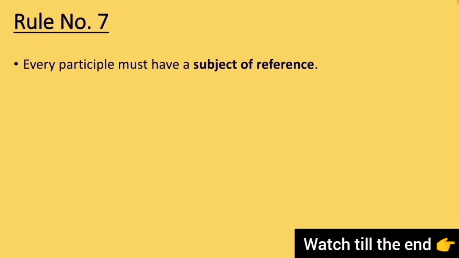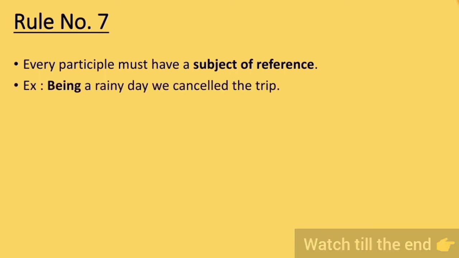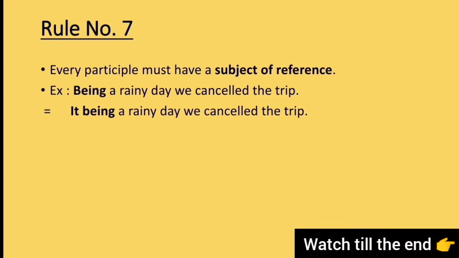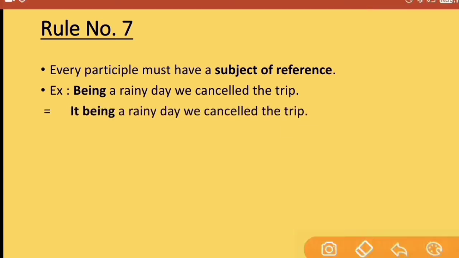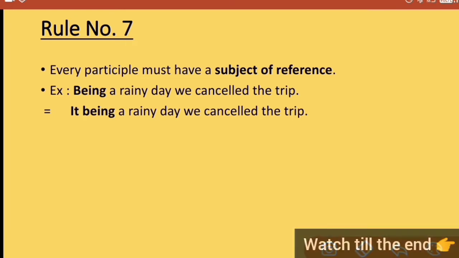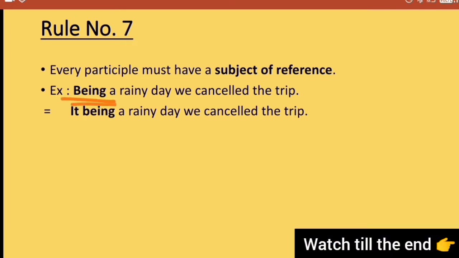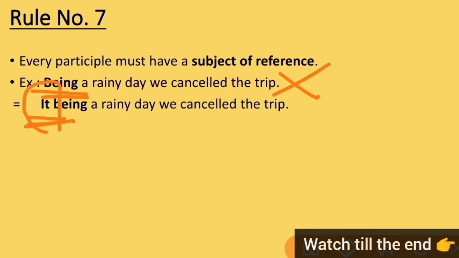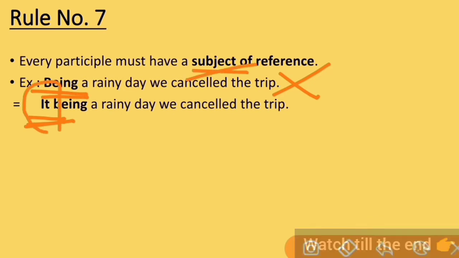Every participle must have a subject of reference. If you want to know about infinitives and participles, you must watch part 1 of verb. This is part 2. Okay. Look at the example. Here, "being" is a participle, but it needs a subject of reference. So it is wrong. Here, we must need a subject.